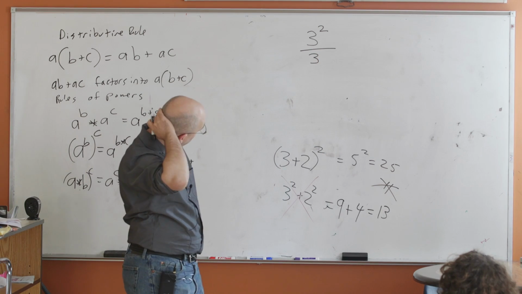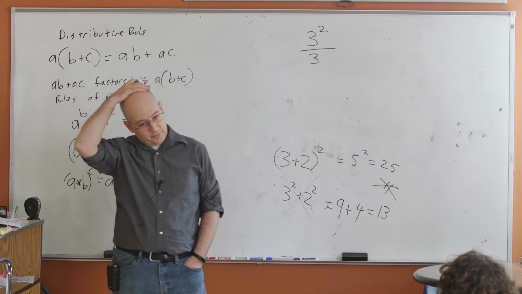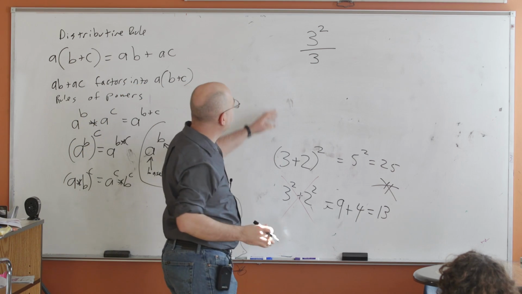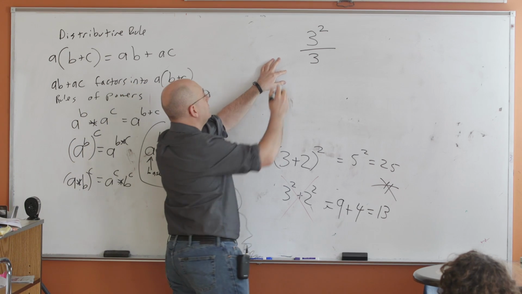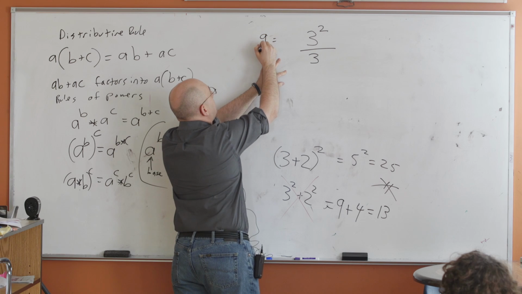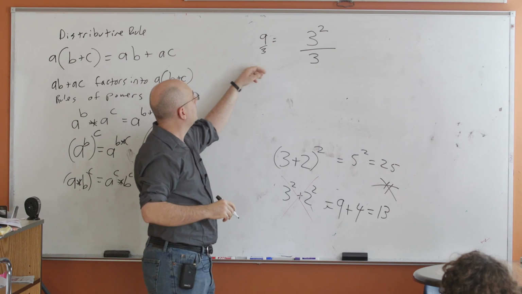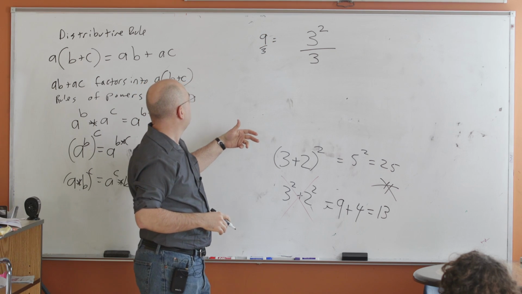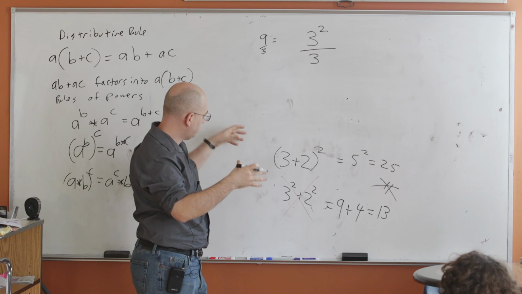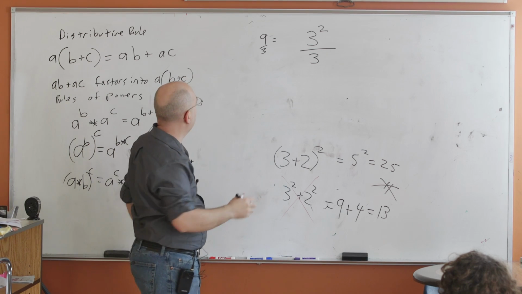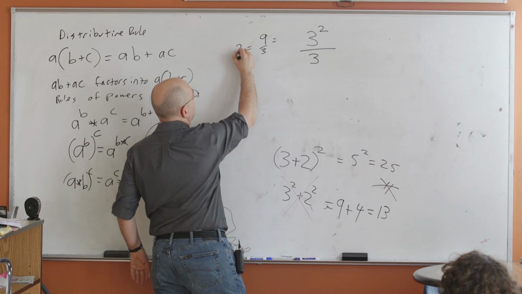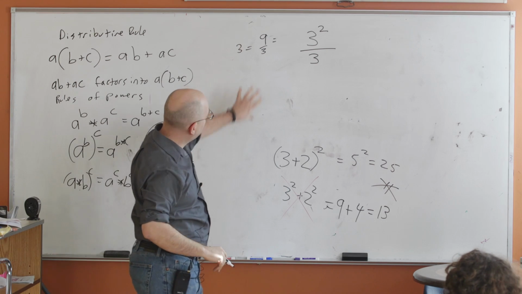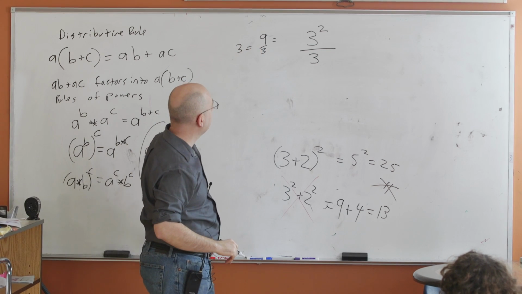So say 3 squared divided by 3. So 3 squared is what? 9, right? And you can divide 9 into, 3 divided into 9 is 3. All right, so that's kind of hopefully what we know.